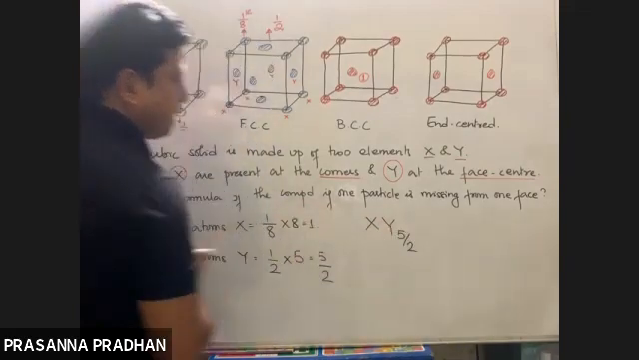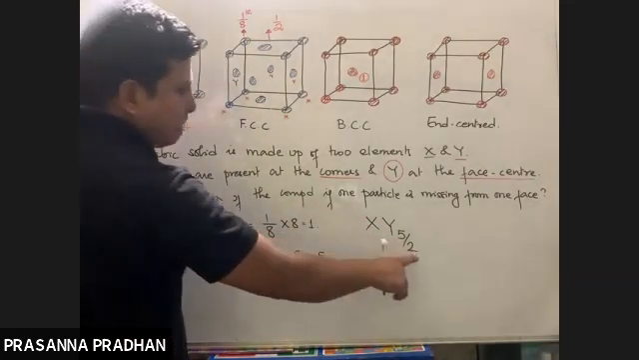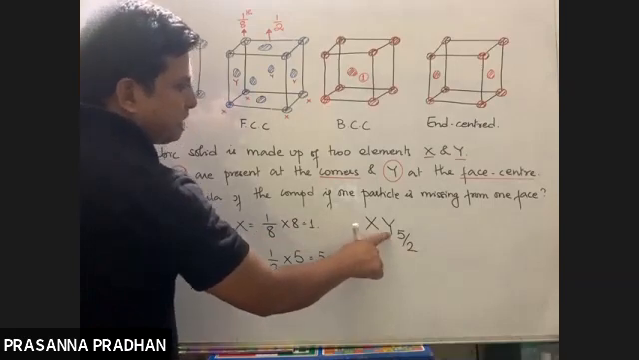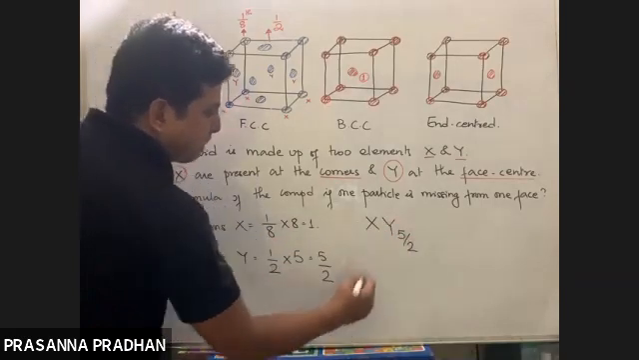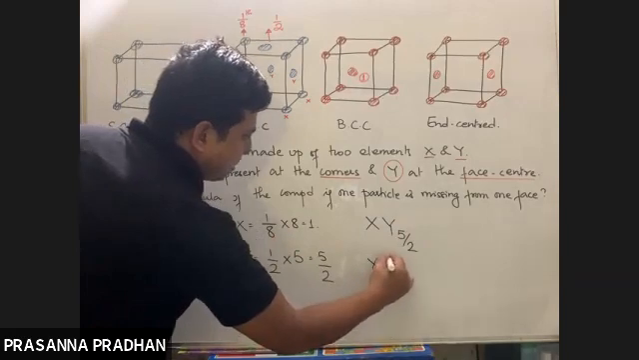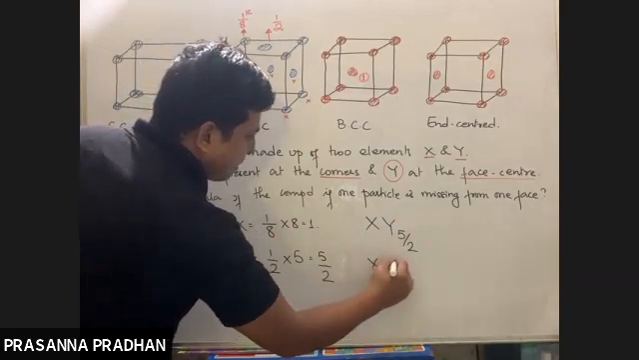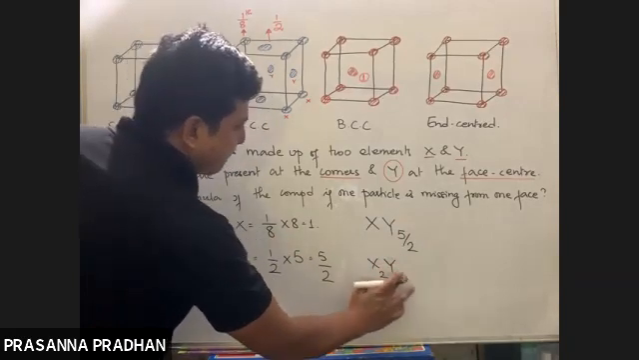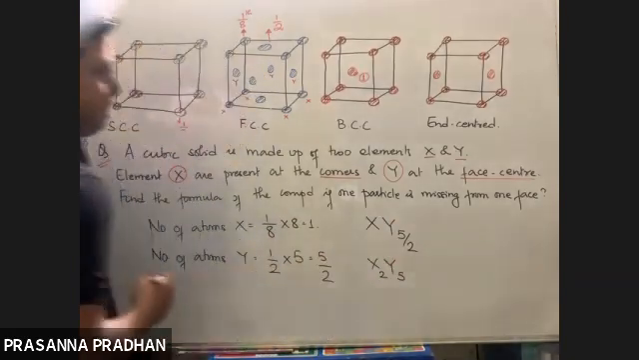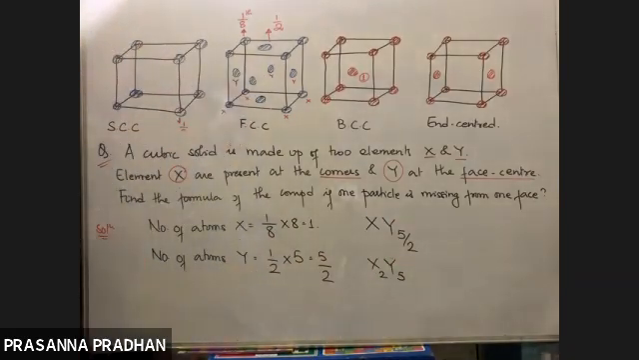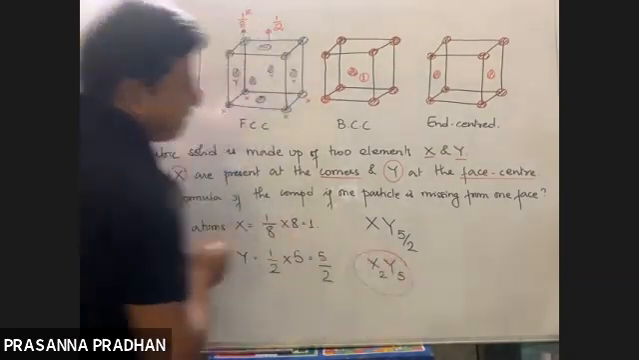But we usually don't write the formula like this. How do you convert this into whole numbers? We multiply both by 2. So it will be X to what? X 2, Y 5. We are multiplying by 2, so this is the formula of the compound.